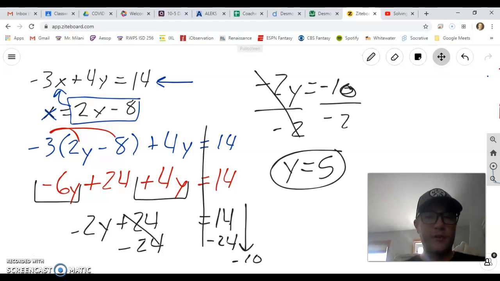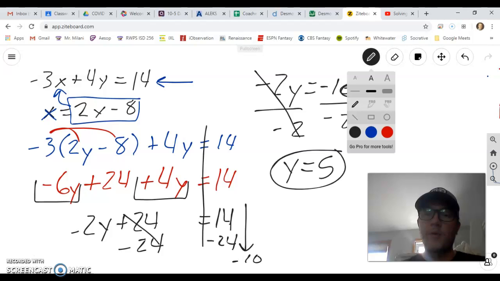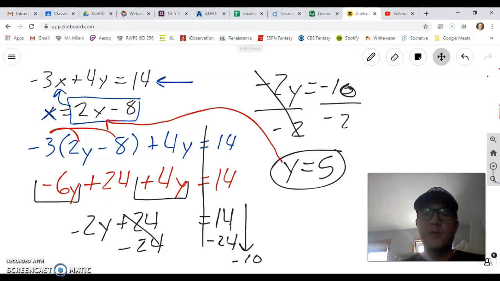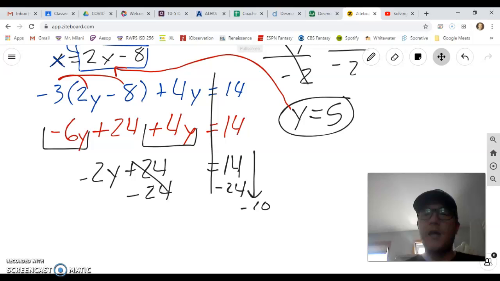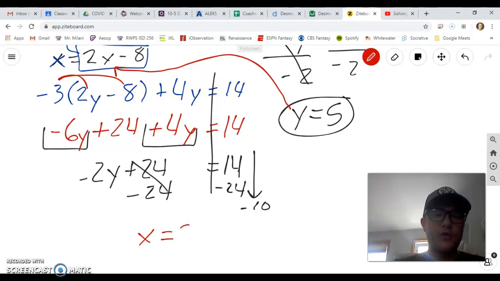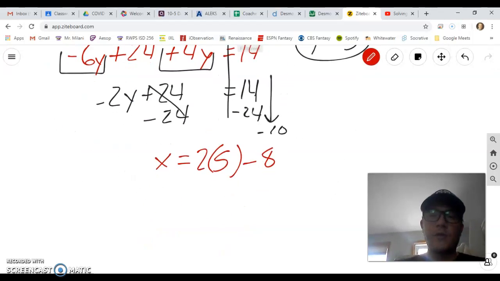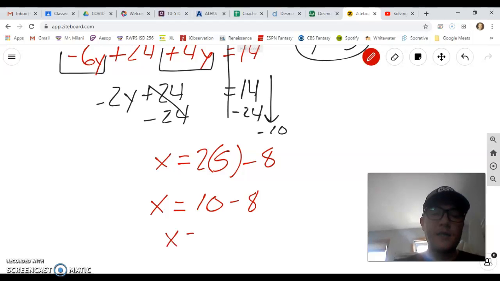I'm going to move down a little bit for this next step. Remember, this y, I'm plugging it in right here, so now I can solve for my x. So I've got y equals 5. Now I'm going to have x equals 2 times, instead of 2y, 2 times 5, and then minus 8. So this one's a little simple here. We've got x equals 2 times 5 is 10 minus 8. 10 minus 8 is 2.